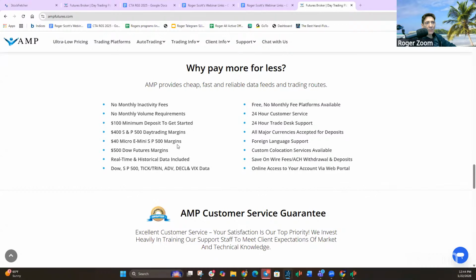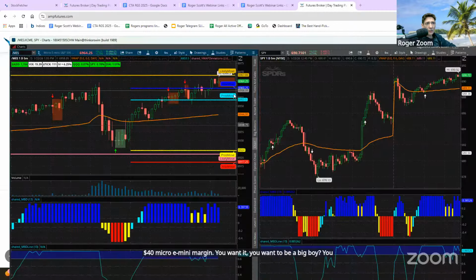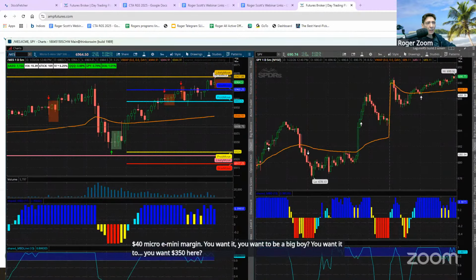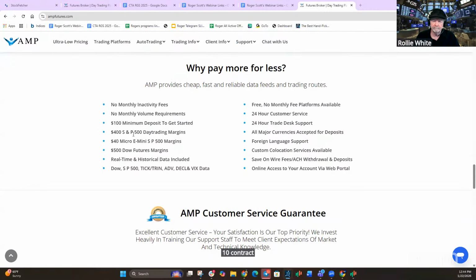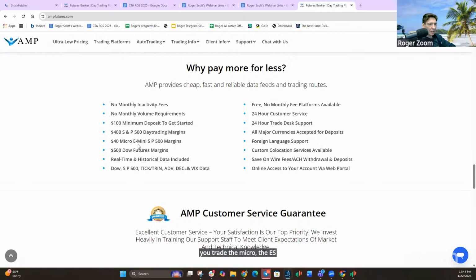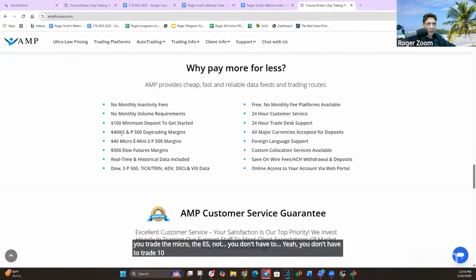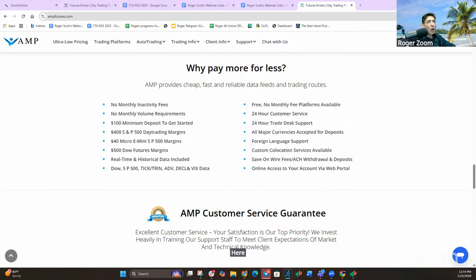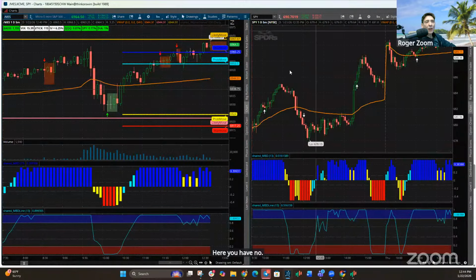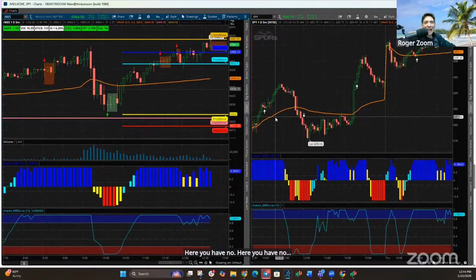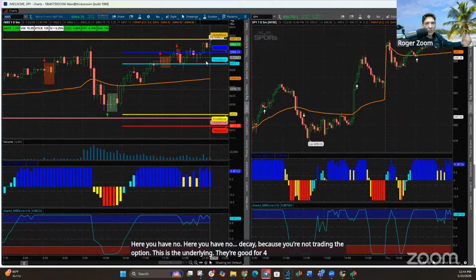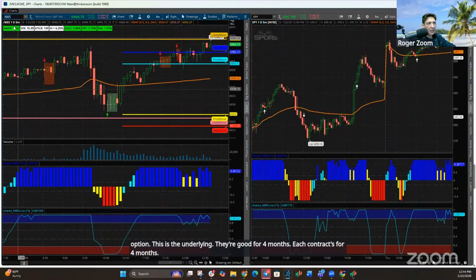$40 micro E-mini margin. You want to be a big boy? You want $350 here? You trade the ES. Now you don't have to trade 10 of these. You just trade one ES versus MES. Here you have no decay because you're not trading the option. This is the underlying. Each contract's good for 4 months.